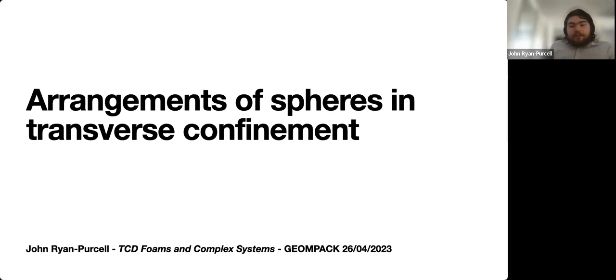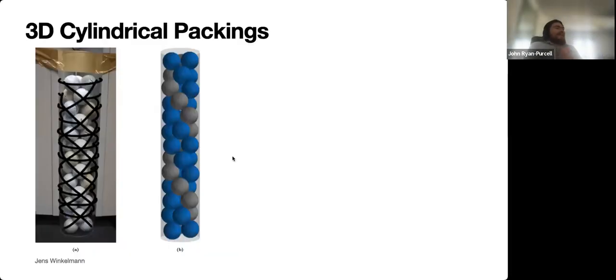So what exactly do we mean by a set of spheres in transverse confinement? I find it helpful to start on the macro scale in this regard. This is an at-home experiment done by a previous PhD student of the group, Jens Winkelmann, who finished his PhD just as I was starting. And this is simply a Perspex tube filled with golf balls. These hard golf balls are deposited into the tube one at a time, and you form these interesting helical structures and packings of these golf balls within this cylindrical confinement.